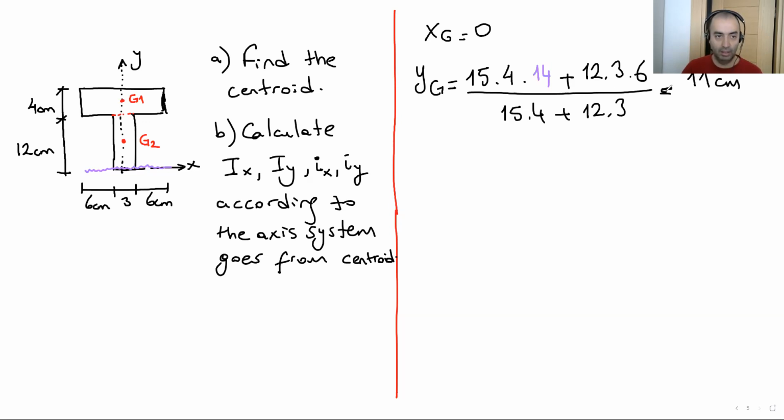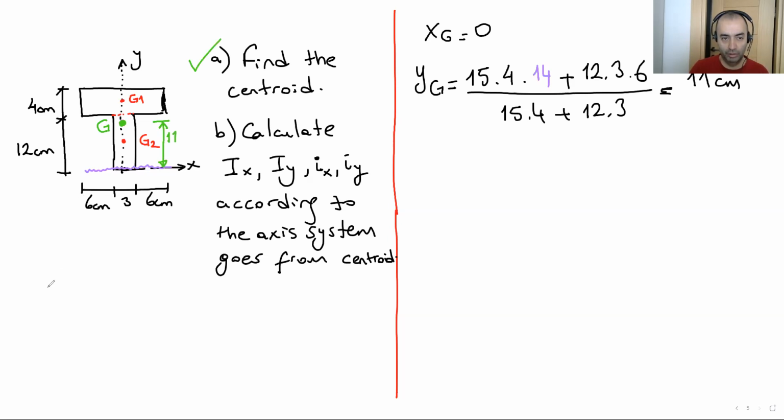So what does it mean? It means our centroid is over here. Let's change color. This is G, the global G, the centroid of this T section. This is 11 centimeter above this baseline. So we know the centroid location at the moment.